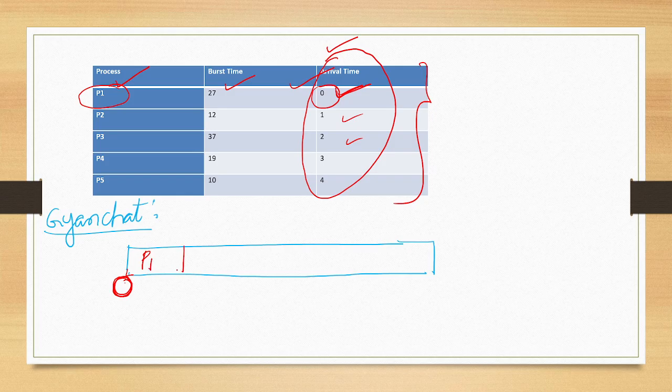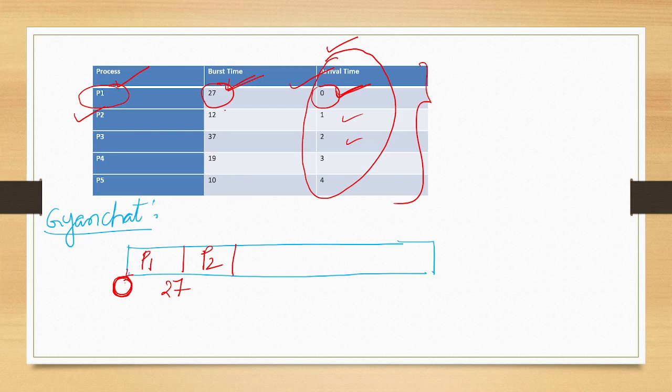P1 will complete its execution at 0 plus 27, because P1 required 27 milliseconds. 0 plus 27 is 27. Next, which process came after P1? P2 came. That's why you have to write P2 here.